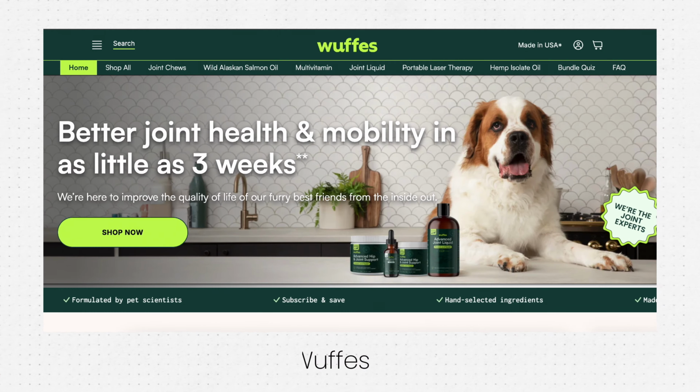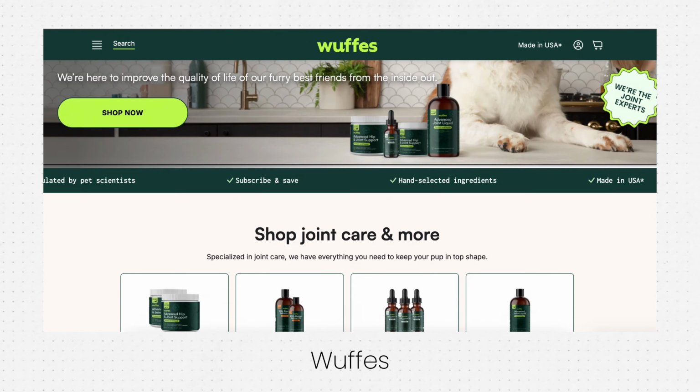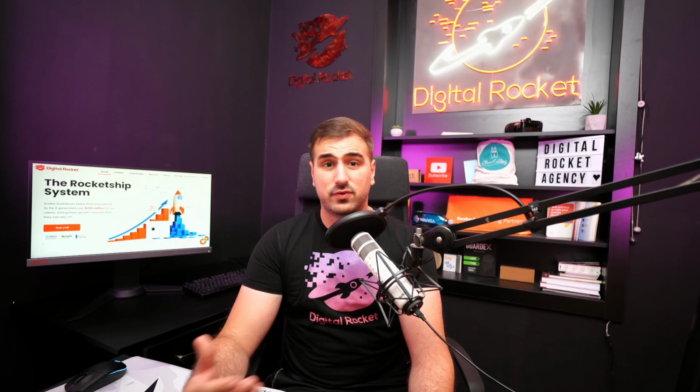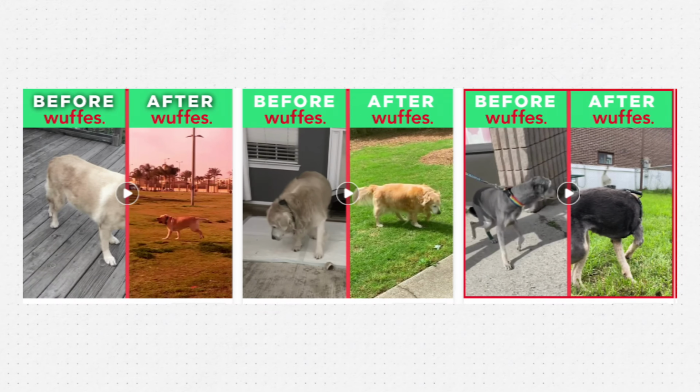Now, the next brand that we're looking at is going to be Woofs. Woofs is a pet brand that focuses on dogs that have issues with hips and joint pain and stuff like that. So when they ran ads, they had a lot of different options to go for, but one of the most potent ads they ran is a before and after ad that you can see on the screen right now.